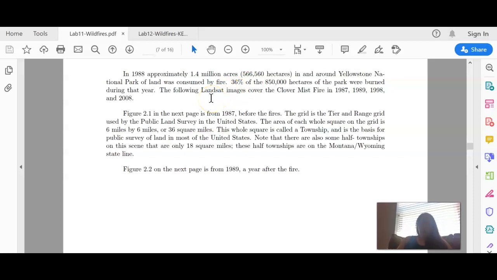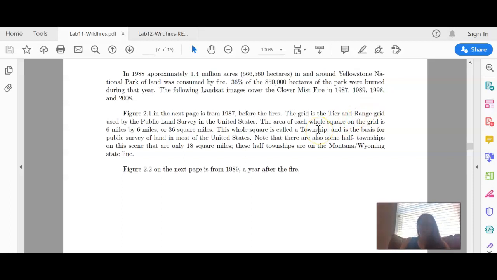So the following images that you'll see, so there's going to be 4 different images, cover basically the same area and cover the area where the Clover Mist fire happened. That fire happened in 1988, but the images are from 1987, 1989, 1998, and 2008. So the first figure, figure 2.1, in the next image is the picture from 1987, before the fires happened.